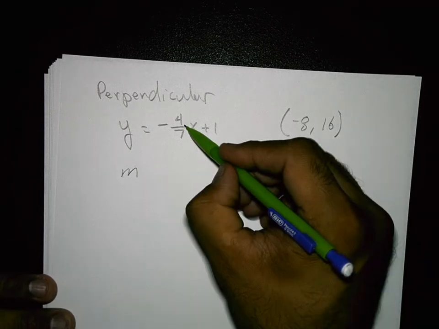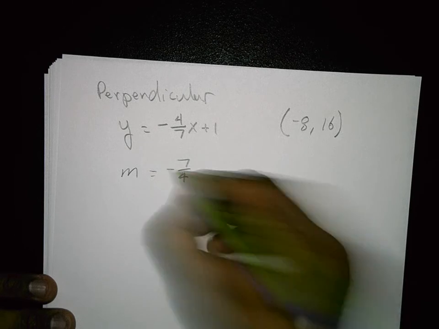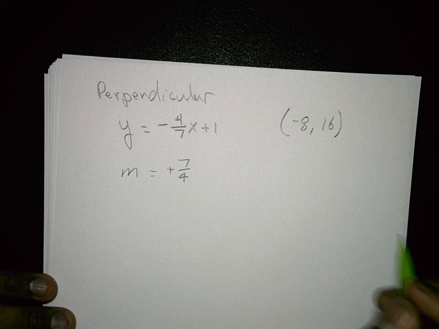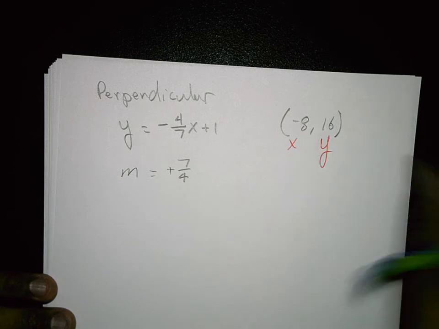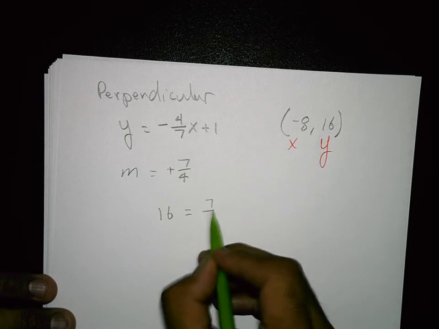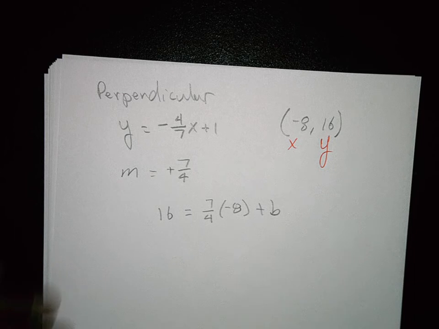So I'm going to take the reciprocal, means to flip it upside down. Okay. Then take the opposite of it. So it was negative, so I'm going to use positive. Okay. So that's the slope I'm going to use. That's my x. That's my y. So I'm going to get 16 equals 7/4 times -8 plus b. Put this over 1.